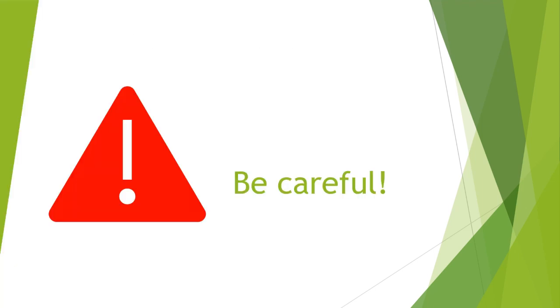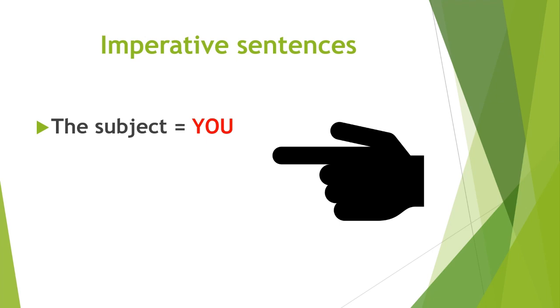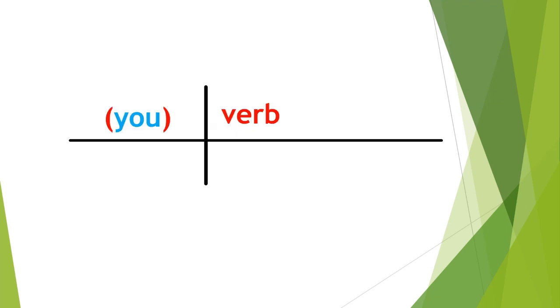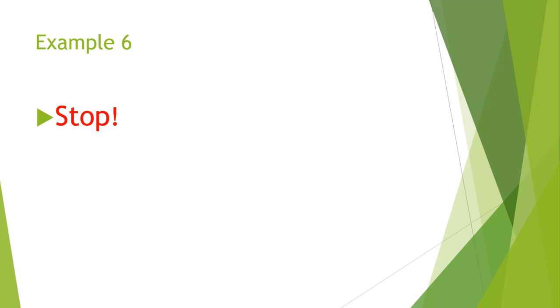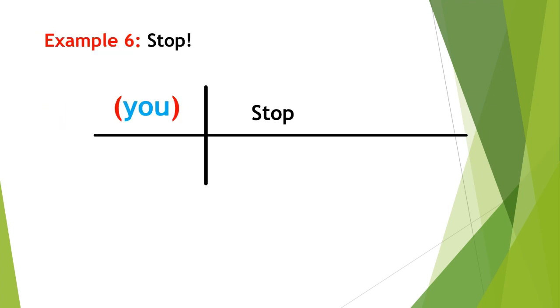Be careful. It's not always easy to find the subject in some sentences. For example, in imperative sentences, the subject is "you," but it's usually not written in the sentence, it's implied. In a diagram, we show this by placing the subject "you" in parentheses to indicate that it's understood but not explicitly stated. For example, in the sentence "Stop," the subject "you" would be in parentheses on the left side, and the verb "stop" would be on the right side of the diagram.